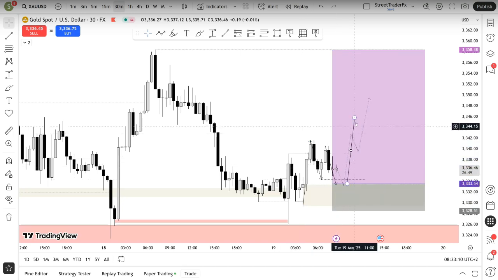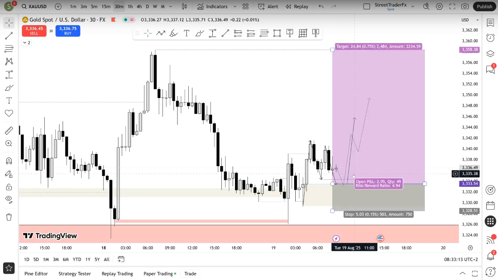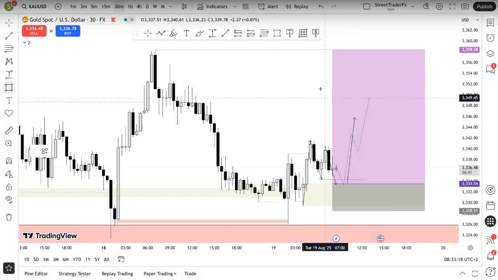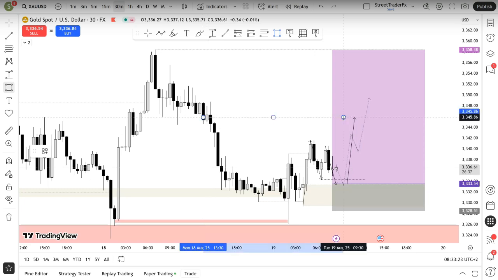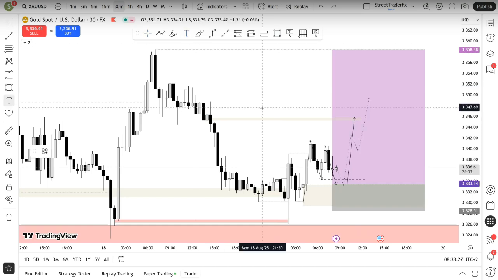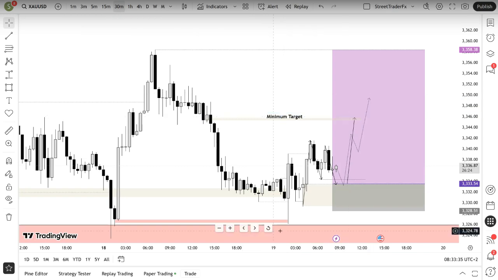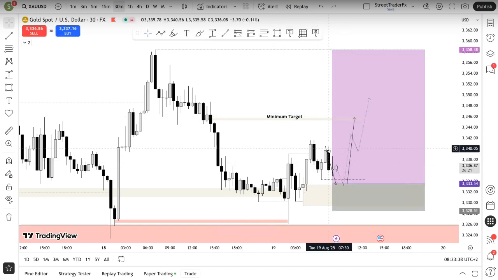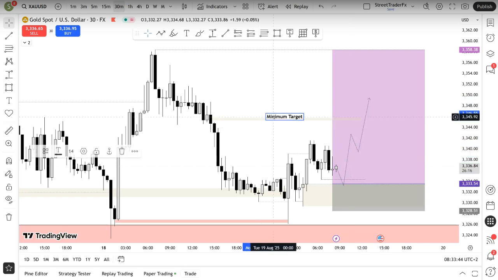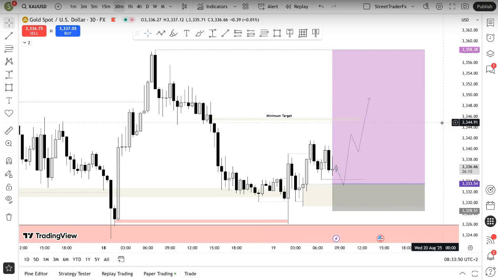So when you're in this trade, let's say it does come back to this area, right? When you're in this trade, the minimum target has to be around here. That's where your minimum target has to be. So hopefully you guys understand what I mean with regards to gold.